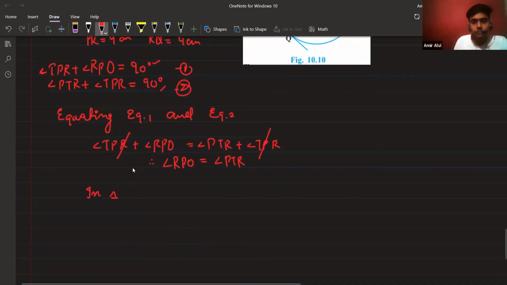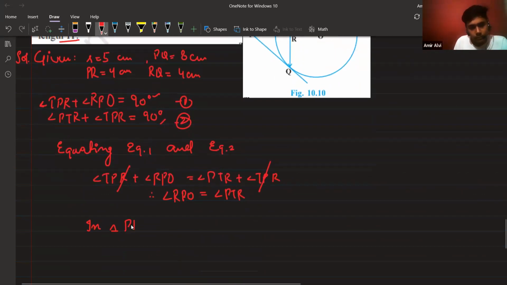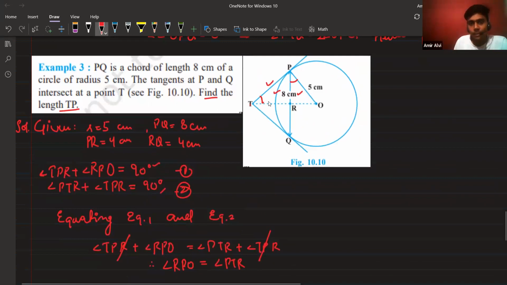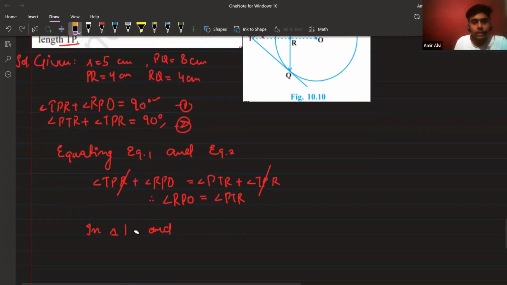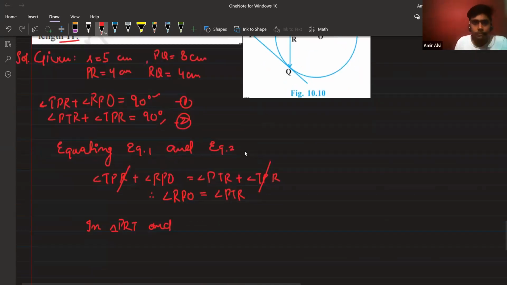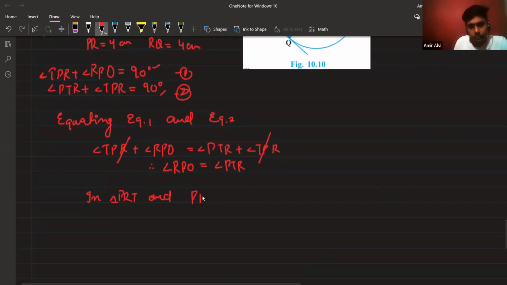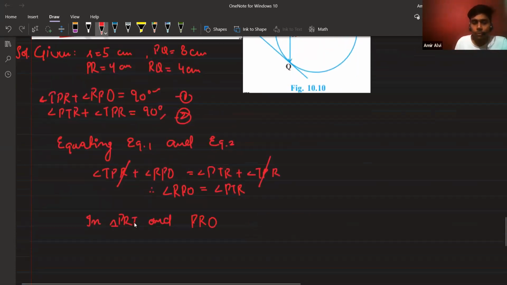In triangle PTR, not T, just a second. Let me rename the triangle. It's TRP. It's PRT, sorry. It's PRT and PRO. Clear? Yes, sir.